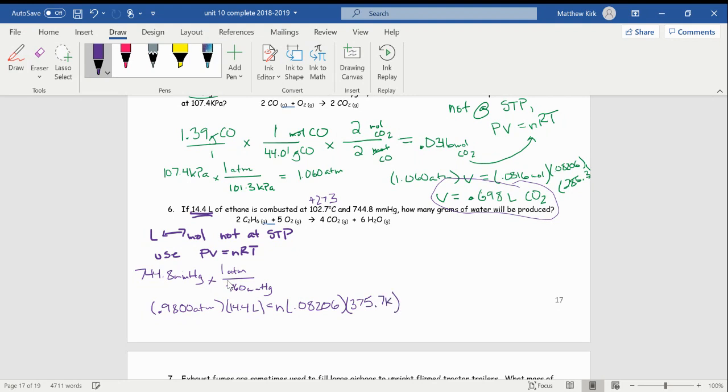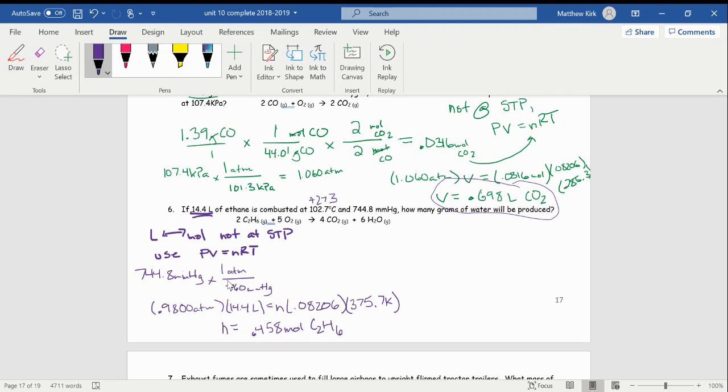375.7 Kelvin. So 0.98 times 14.4 and then divided by 0.08206, and then divided by 375.7, and I get for my moles, I think we should be good, 3 sig figs here, 0.458 moles of ethane, C2H6. Wow, okay, so I have moles of ethane, and I think I'm done, right? No, that's just the first part.